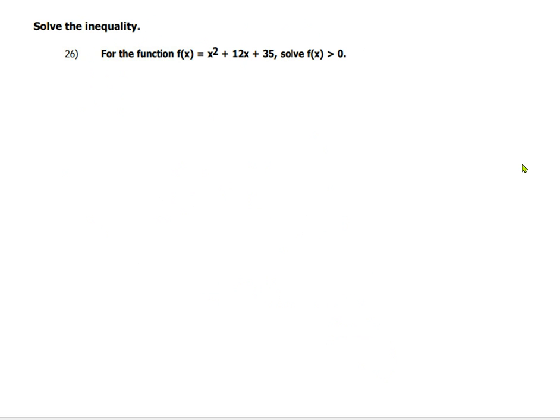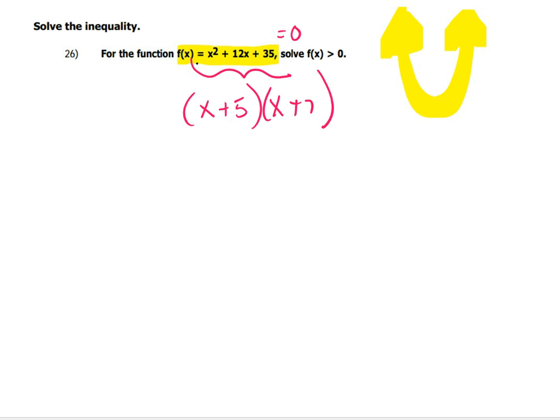Okay, this one says solve the inequality f of x equals blah, blah, blah, blah. I can look at this function and I know that this is a smiley face parabola because it's a positive x squared. I just need to know where it crosses the x-axis. So I am going to set this equal to 0 and factor, and I'm going to get x plus 5 times x plus 7 equals 0. So it crosses the x-axis at -5 and positive 7.